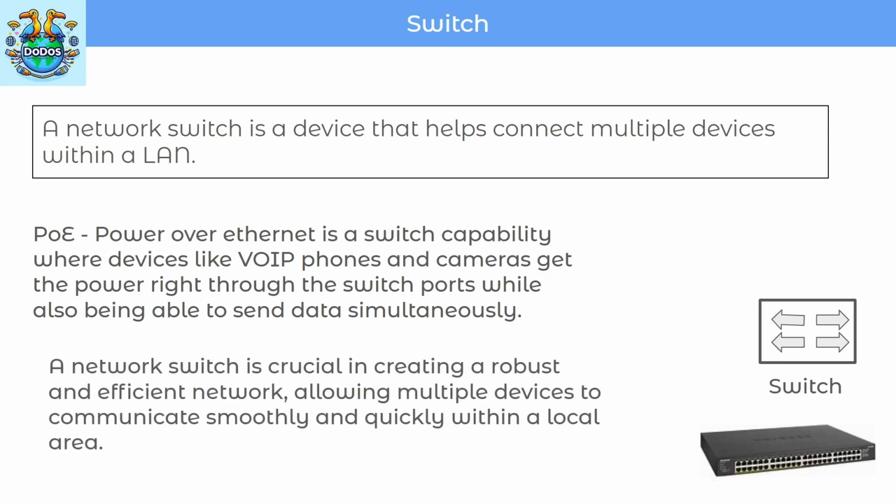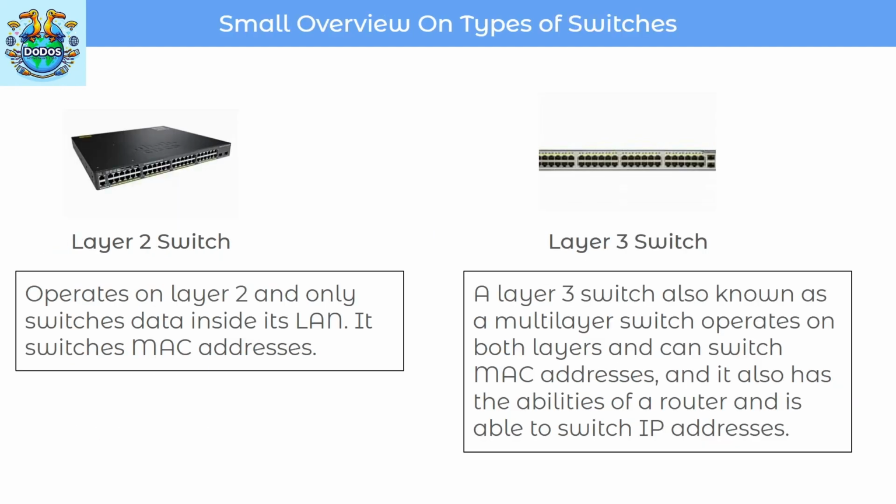And basically a network switch is really important when you're making a good, efficient network. It allows multiple devices to communicate smoothly and quickly within a local area, because switches can switch traffic to end devices in the same local area, but you need a router to route traffic out of the local area network, which we'll cover later. But yes, so that's the switch.